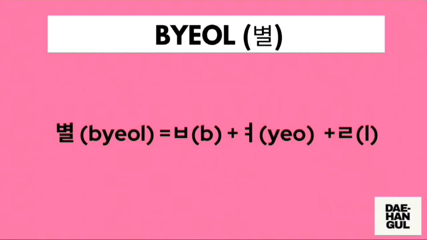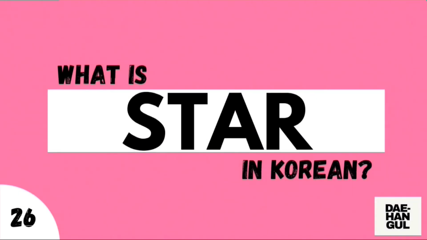How do we write pyeol in Hangul? This is composed of just three characters. The first character is bieup, the second character is yo, and the third character is rieul. These three characters are combined and written as one full syllable, which is pyeol. Again, bieup plus yo plus rieul is pyeol. And with that, you already know what is star in Korean.